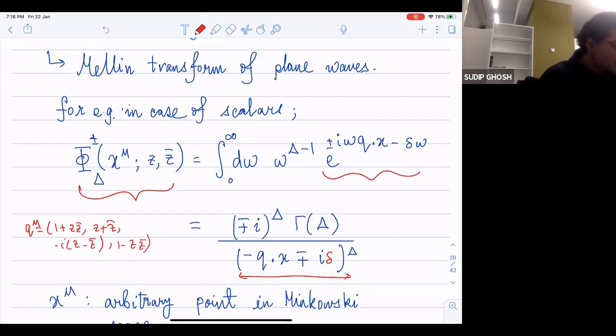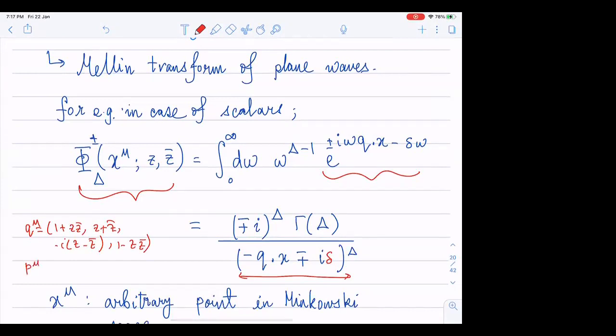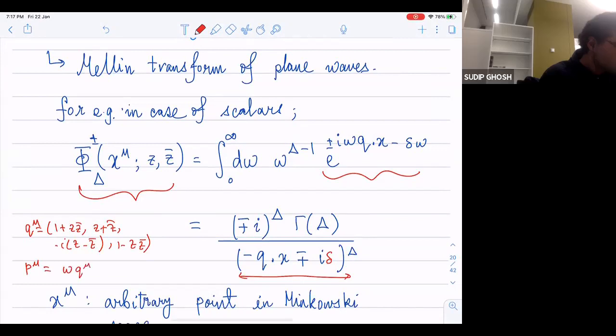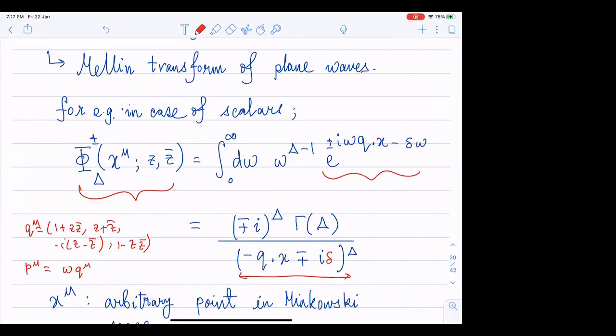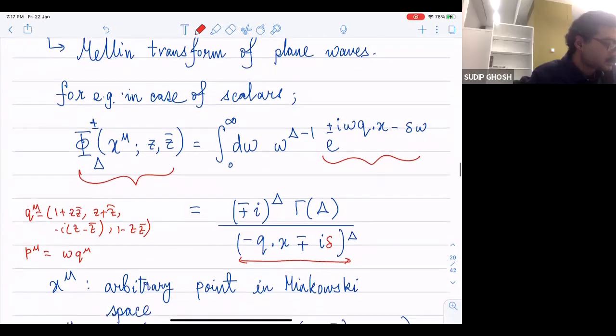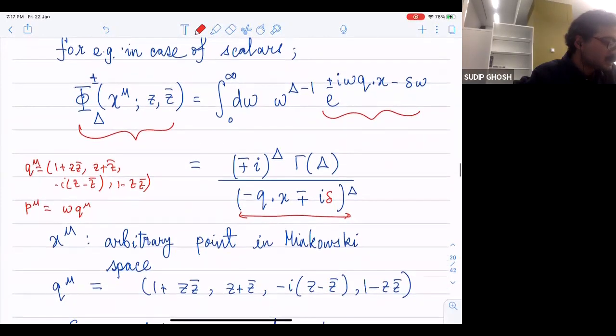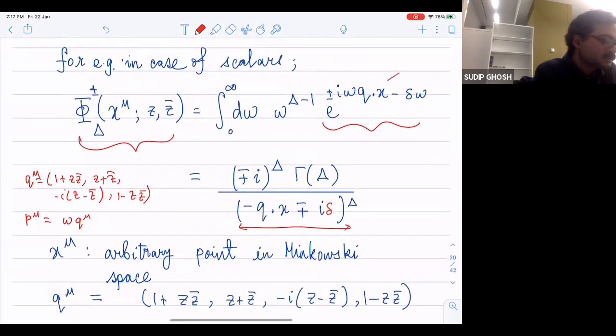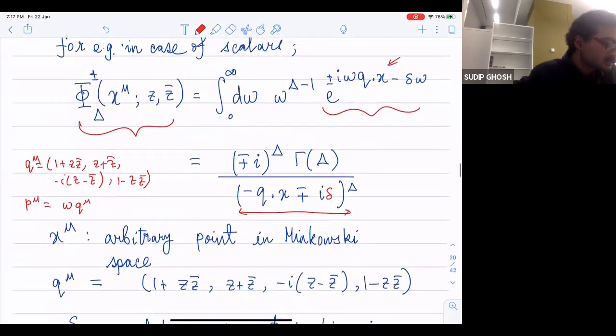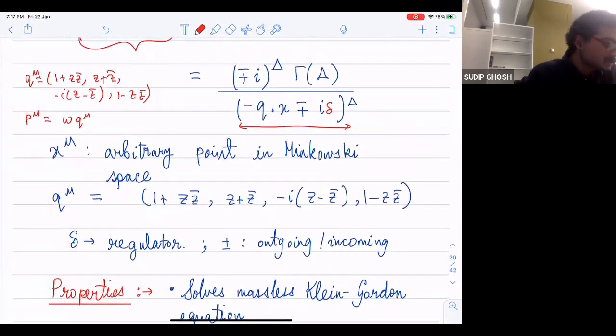Right. And so whenever I write null momenta, I will write the null momentum as p mu equal to omega times some q mu, where q mu will be this standard one. So here x mu is basically some arbitrary point in Minkowski space, and q mu is this, as we just said.